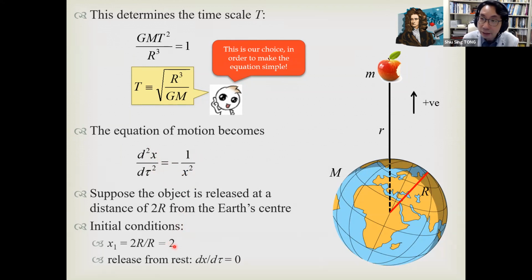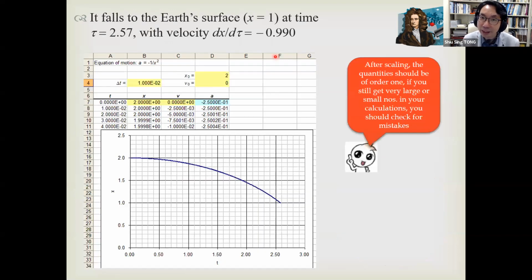You start with x equal to 2 and dx/dtau equal to 0. So you will be expecting some of the changes will be maybe 1 or 2 or 3. It may be as small as 0.1, but it will not go to 10 to the power minus 5 or 10 to the power 7. It will not go to a very large or very small value, right? So you know the time scale. The time scale is exactly 1 for this problem, exactly 1.